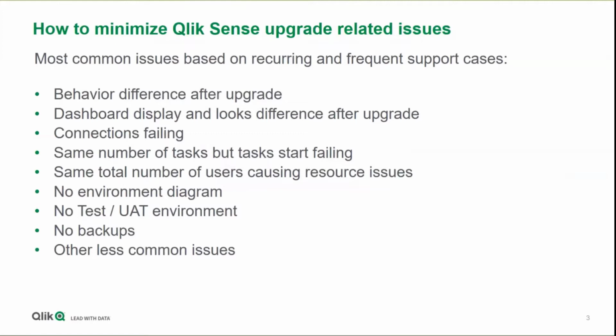Number of tasks: situations where the tasks are the same, nothing changed, but tasks start to fail. The same with total number of users. There haven't been new users added, but suddenly after the upgrade, people are experiencing resource problems.